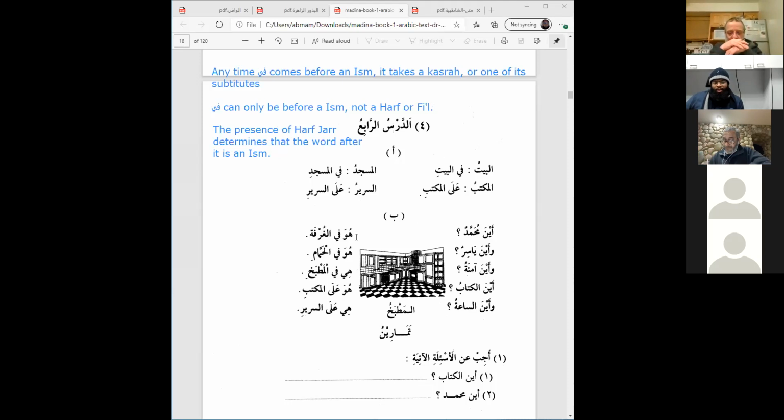Wa aina Aminatu. Which one is a mubtada? Which one is khabar? Aminatu mubtada. Wa aina khabar. Hiya fil matbakhi. Which one is mubtada? Which one is khabar? Hiya mubtada, fil matbakhi khabar. Limada al matbakhi? Because of the harf al-jar fi.